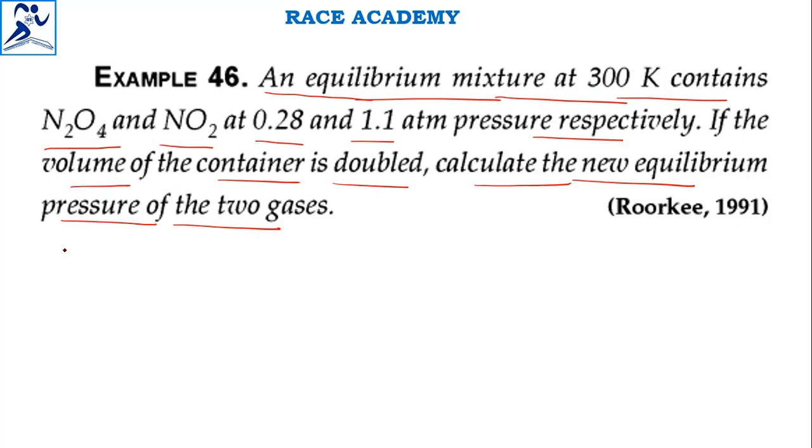So here they are giving the equilibrium mixture, which contains the partial pressures of N2O4 and NO2 at 300 Kelvin. So we can use these two to find the new equilibrium pressure of the two gases using this volume condition. Volume is doubled. So what will happen usually when volume doubles, pressure reduces to half of the initial one.